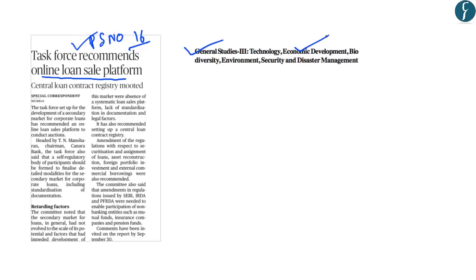So in this line, let us look at how the current ecosystem of secondary market for corporate loans is operating and what are the likely benefits that will arise out of an active secondary market. And finally, what were the key impediments for the growth of this sector? And finally, what are the recommendations of the task force in this regard?